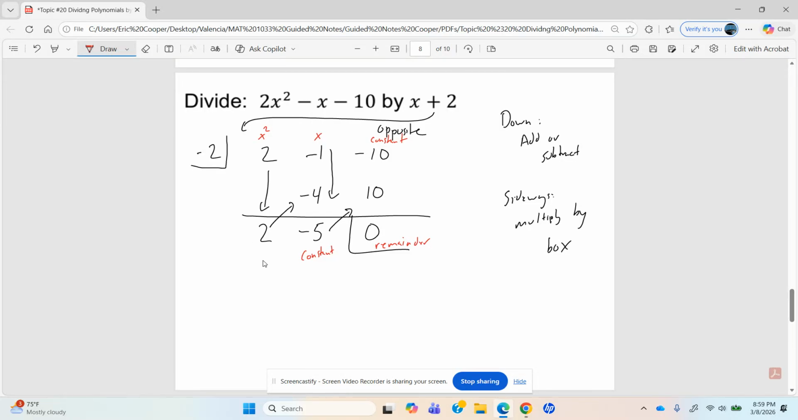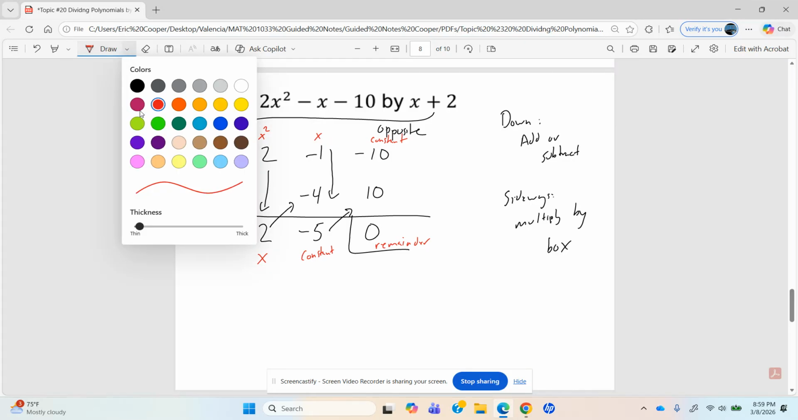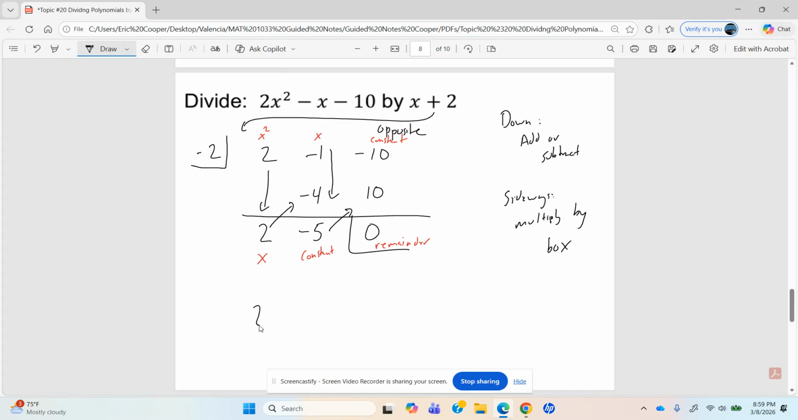And the second number here would be the x. And so this actually is our answer down here. It tells me my answer is simply 2x minus 5 and no remainder. So our answer is simply 2x minus 5.